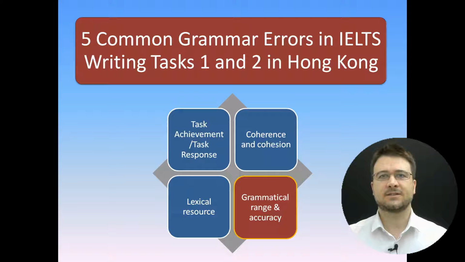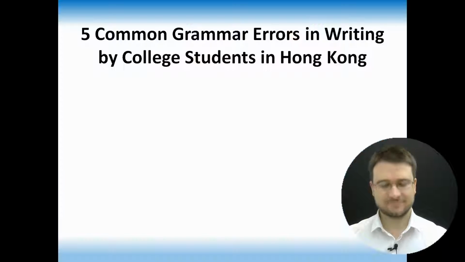I've even seen some candidates stuck on 6.5 and they're able to use inversion, and that's considered an advanced structure. So why are they stuck on 6.5? It's because they keep making those basic mistakes, and here they are.